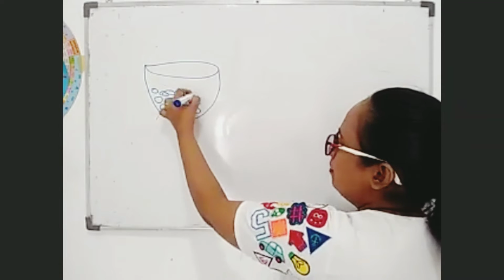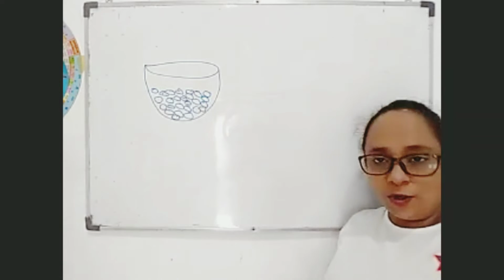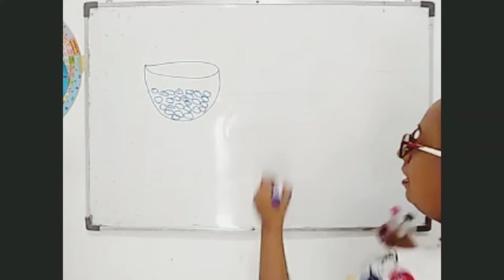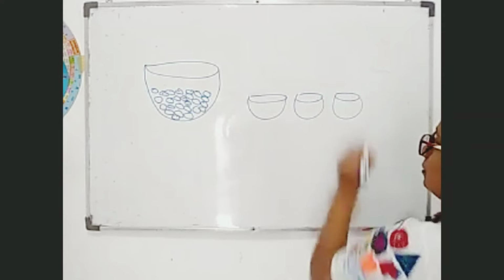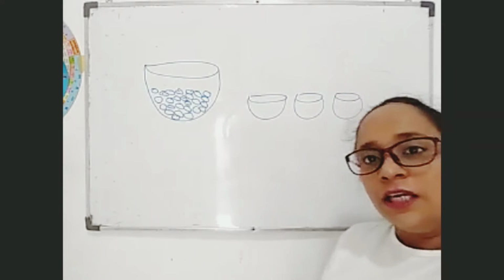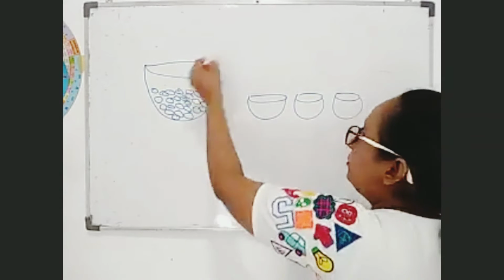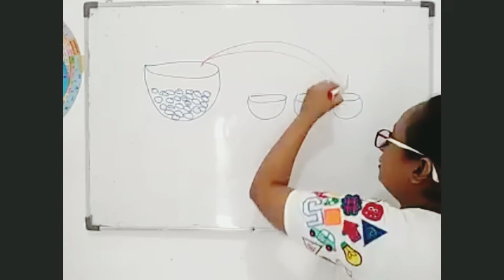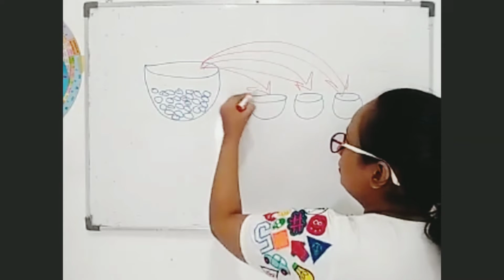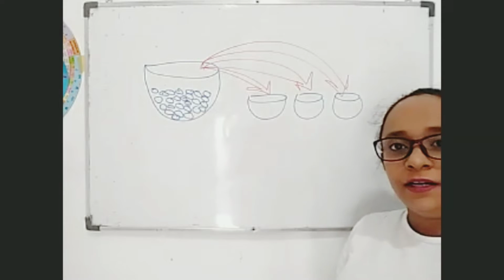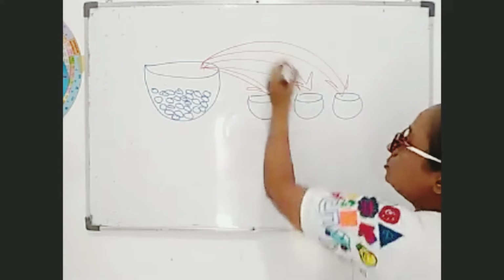Right? Or you can say marbles also. I have a bowl of glass balls, and I have another 3 small glass balls. What I'm going to do is divide the number of glass balls I have into these 3 small balls.